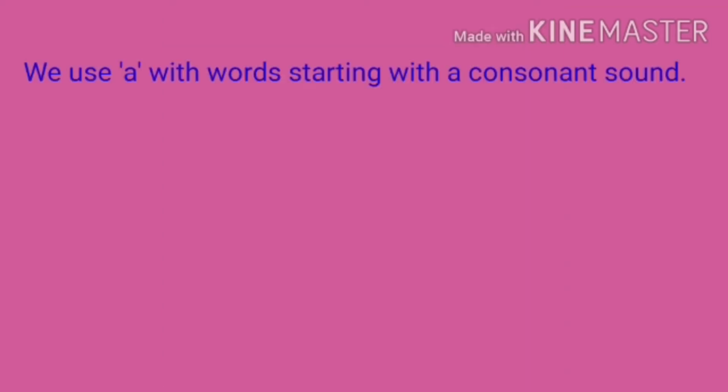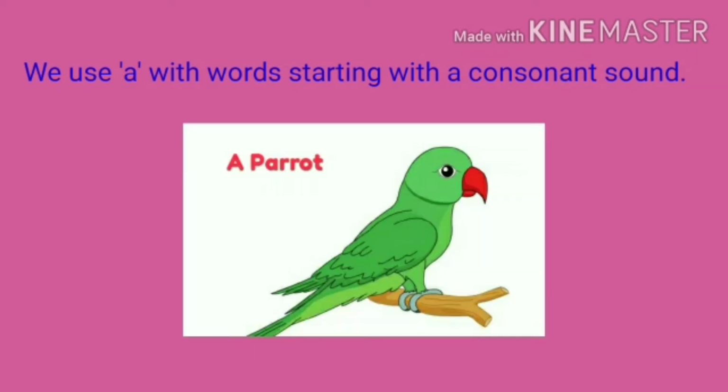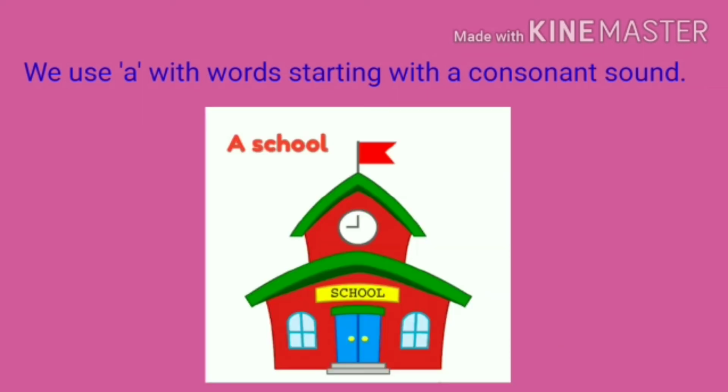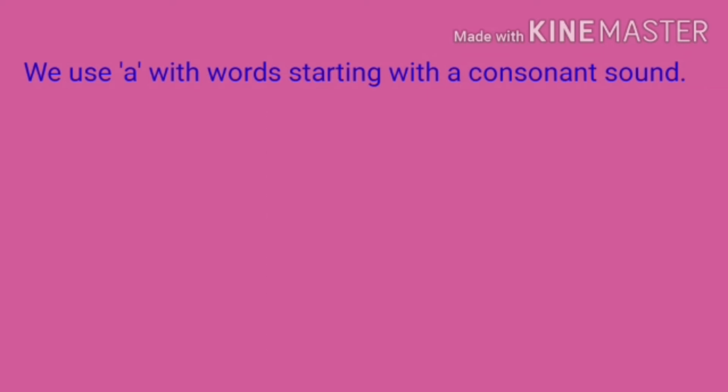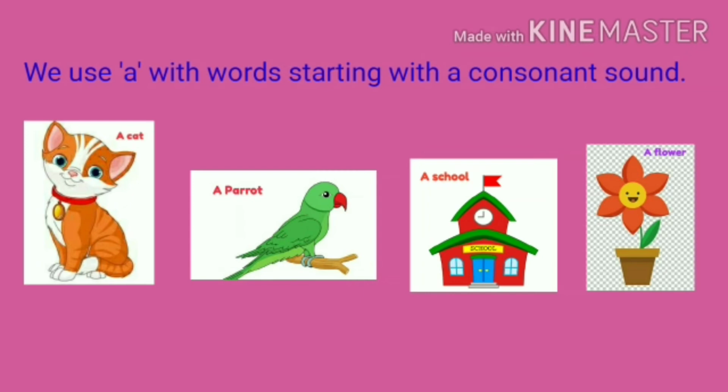Now let's see the use of article a. A is used before singular nouns which begin with a consonant sound. For example, a cat, a parrot, a school, a flower. All the first letters in these words begin with a consonant sound.